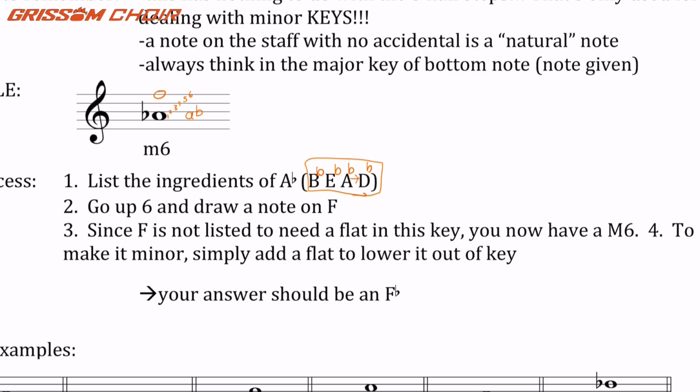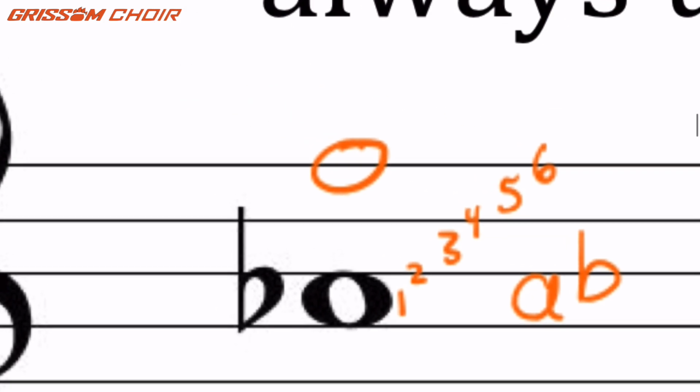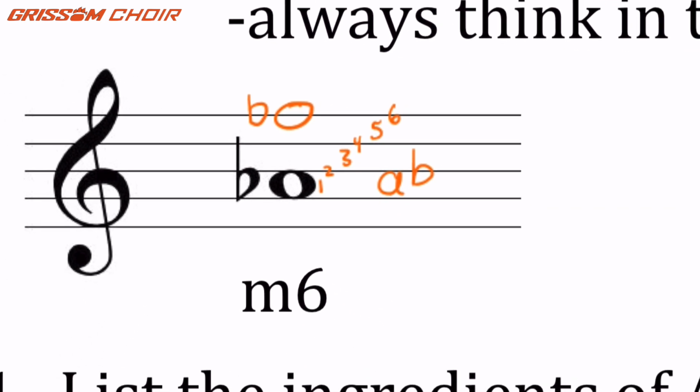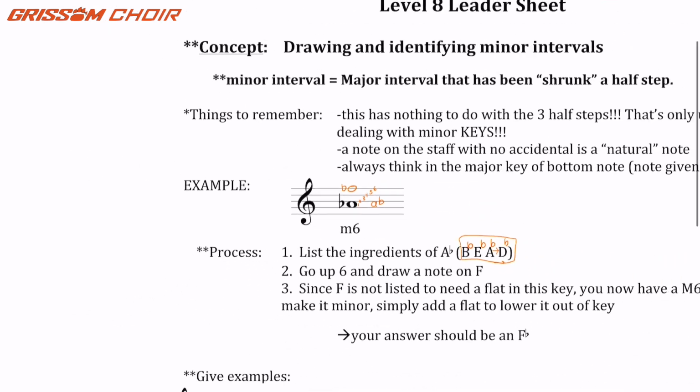We have already done everything up to this point on a previous music theory level, trying to identify major intervals based off of the key. This review goes one step further. To make it a minor interval, we simply add a flat to lower it out of the key. So we would put a flat symbol in front of that F to lower it down a half step. So a minor sixth above that bottom note, which is A flat, is F flat.